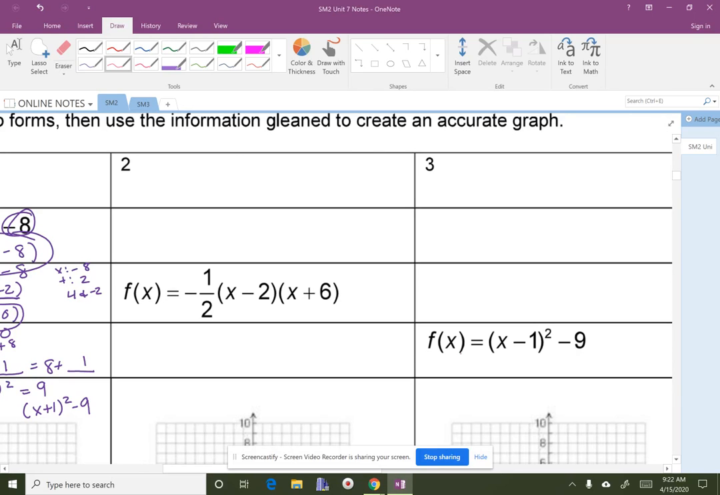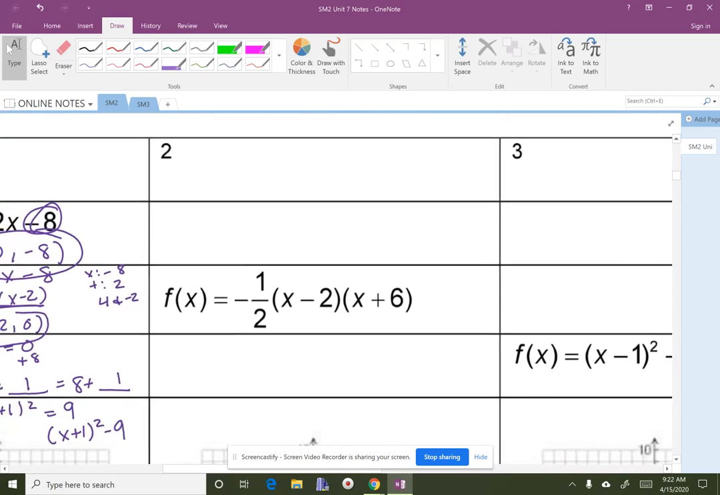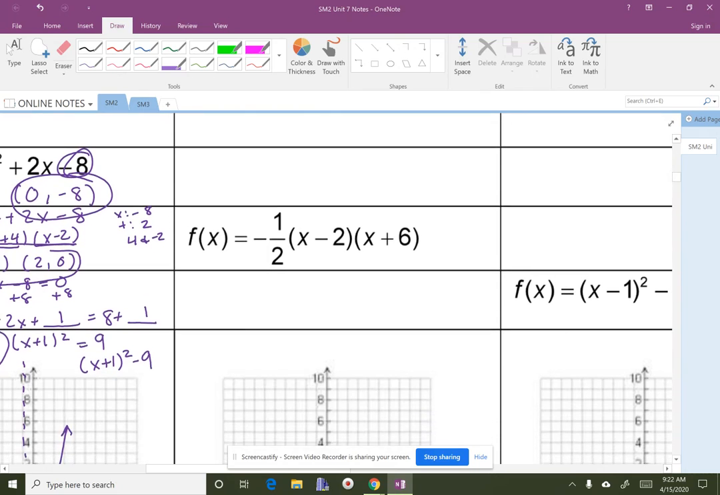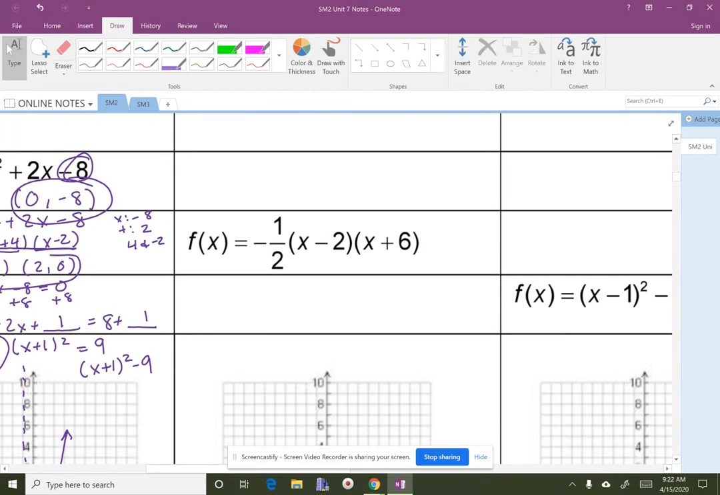Okay, on to the second example. This example is different because we start with our factored form. So if we remember what we get from factored form, we get our zeros or our x-intercepts. And that comes from taking each of the factors and setting them equal to 0 and solving.